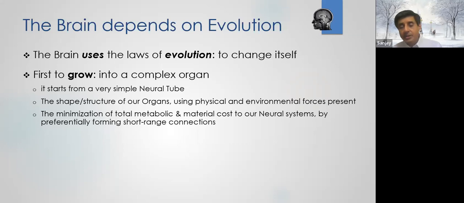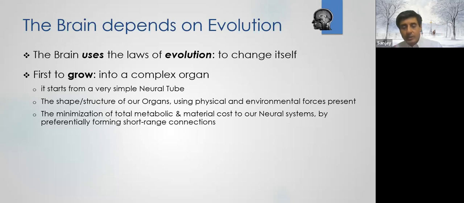The second is minimization of material cost. That's where the matter, the minerals, oxygen, water molecules, all of these things that the fetus needs and uses to build physical brain cells and other cells, is also an aspect of this that comes from evolution. And what that does, the second part of this third bullet, is that this preferentially forms short-range connections. And this is important. I'm not going to go too much into this, but this is important to understand.